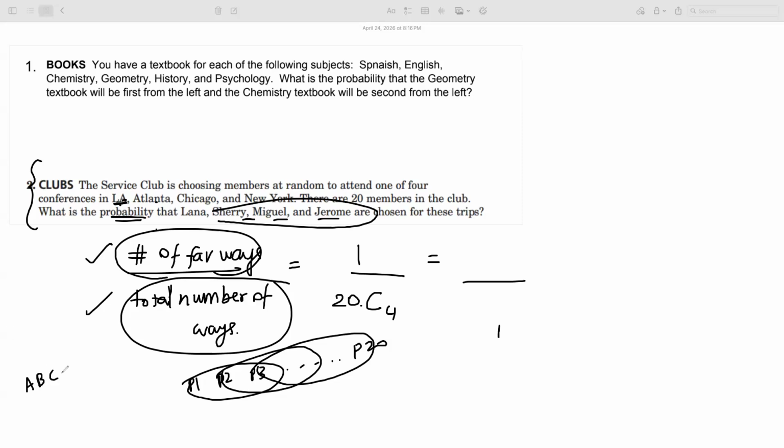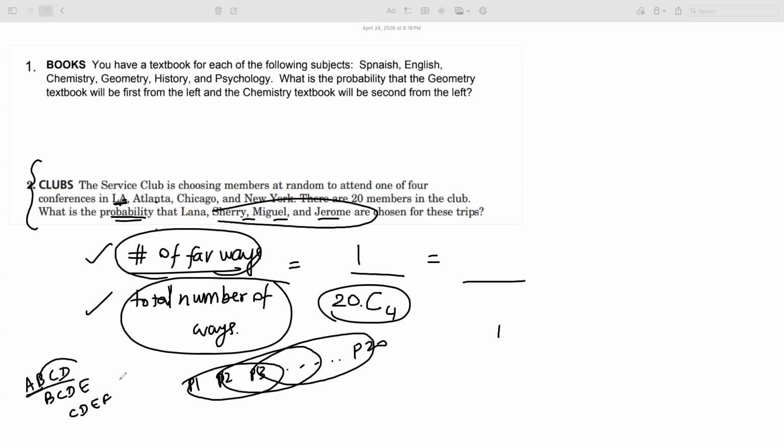Because see, it can be A, B, C, D. It can be B, C, D, E. It can be C, D, E, F. Like this it can go. And also it can be like A, B, something else, E, F, all this stuff. So many combinations will be there, right? That's why you need to use the combinations formula. You're going to just choose 4. But how many ways can you choose 4 out of the 20?